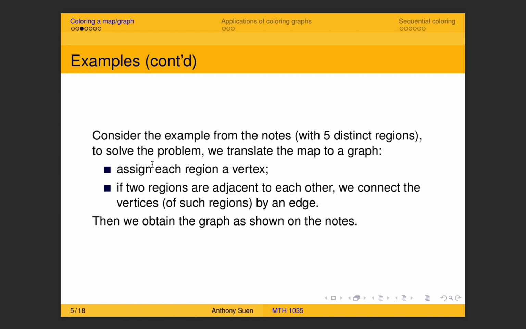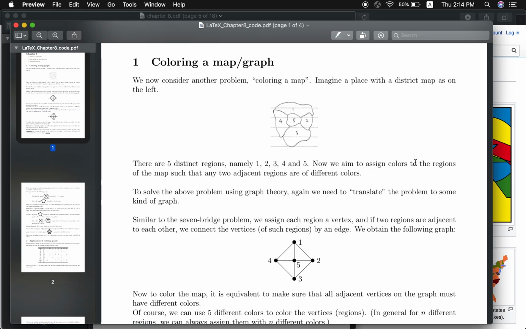So first we identify each region as a vertex. We just change everything to be vertex. And remember, for graph we have 2 components, namely the vertex and the edges. So how do we put the edges into the graph? Well, that is the way to define the edge. If we have 2 regions which are adjacent to each other, then we connect the corresponding vertex by an edge. Because of that, we can easily get this graph.